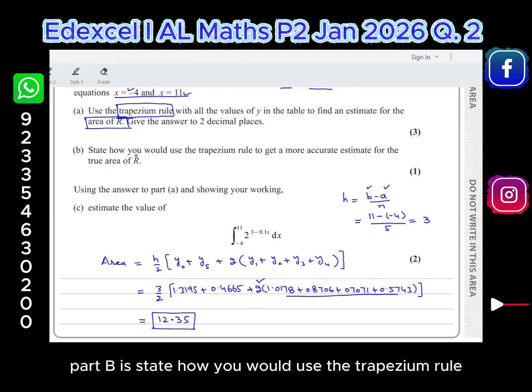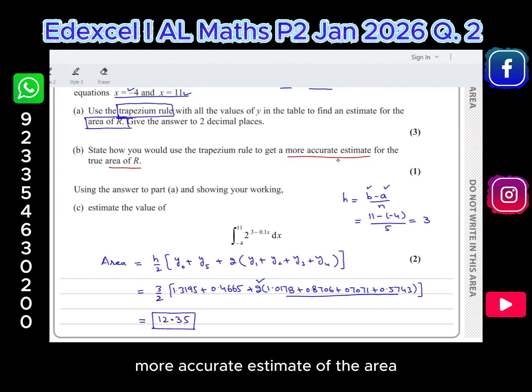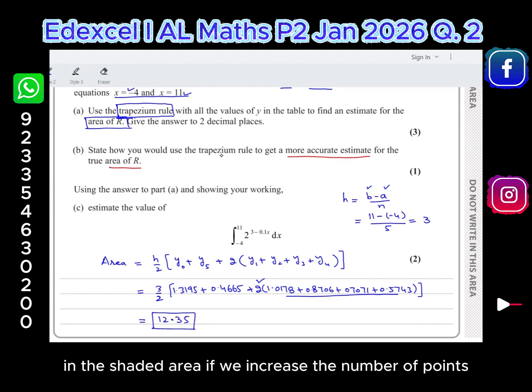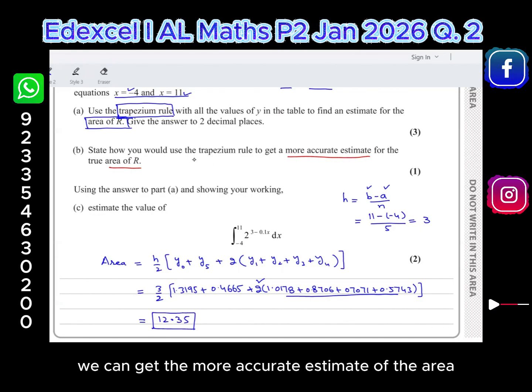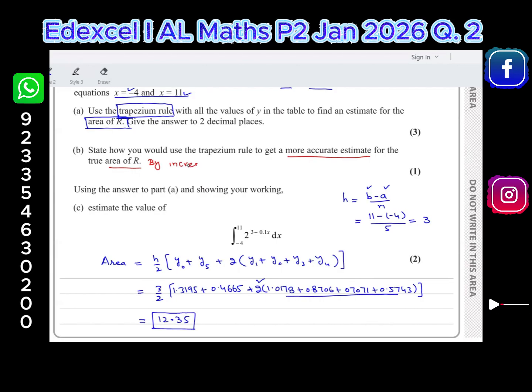Part B is: state how you would use the trapezium rule to get a more accurate estimate for the true area of R. A more accurate estimate of the area can be obtained by increasing the number of trapeziums in the shaded area. If we increase the number of points or the number of trapeziums, we can get a more accurate estimate of the area. So the answer is by increasing the number of trapeziums in the shaded area.